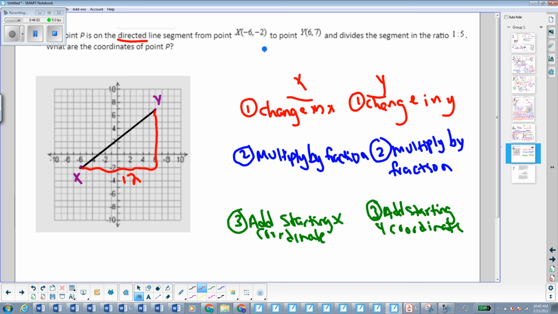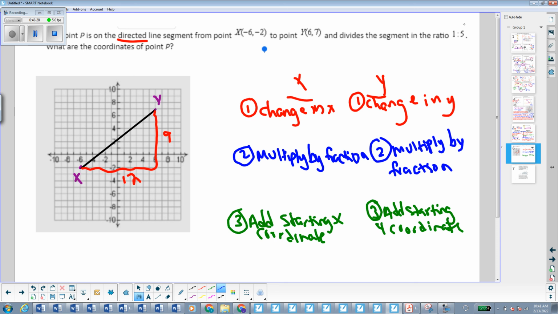Let me try that one more time. 1, 2, 3, 4, 5, 6, 7, 8, 9. That's why we want to make sure that we graph it accurately, because we want to count the number of boxes correctly when we're doing it graphically. Otherwise, it really could mess up our answer.